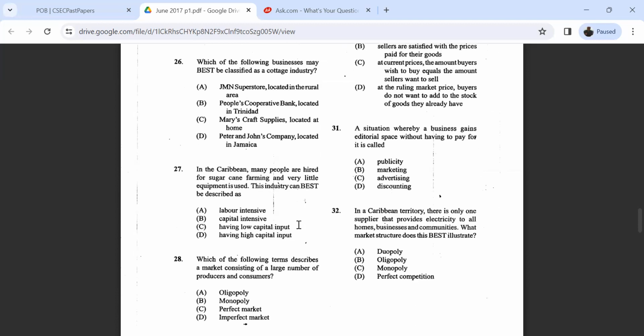Number 31, a situation whereby a business gains editorial space without having to pay for it is called publicity. A, publicity. So when Corpus Christi College won the National Secondary School Competition 2022, and it was all over the papers, they didn't have to pay for that, and that was called publicity.